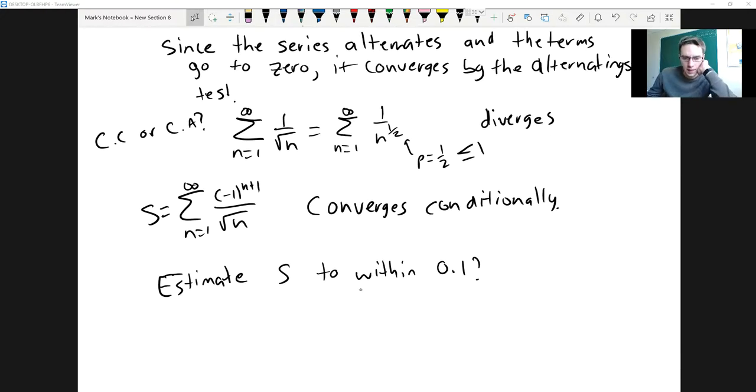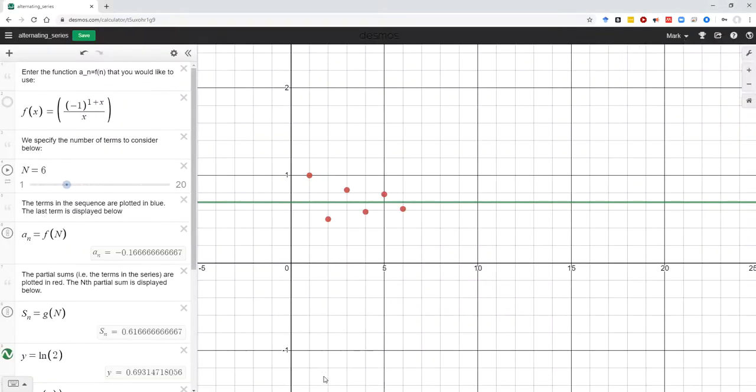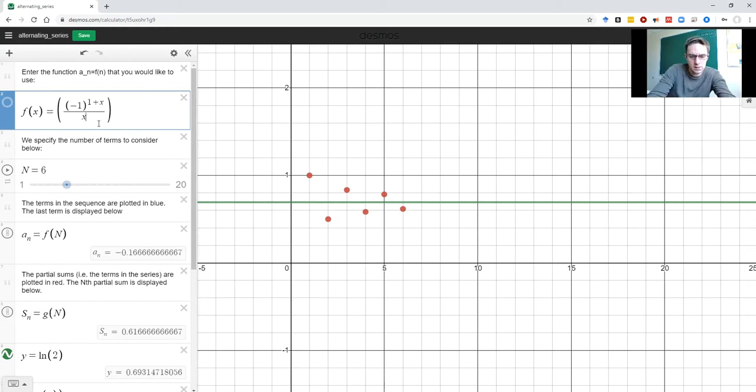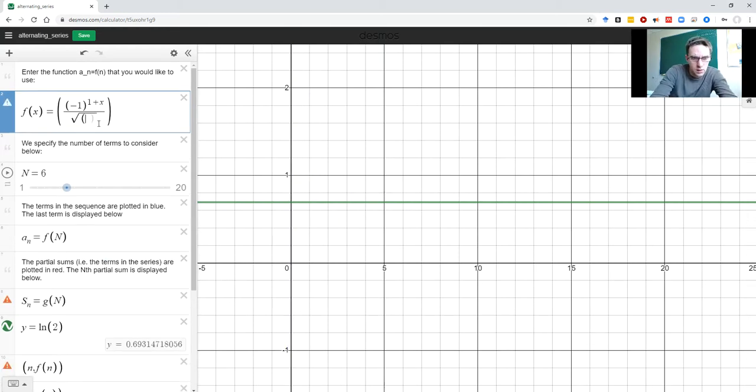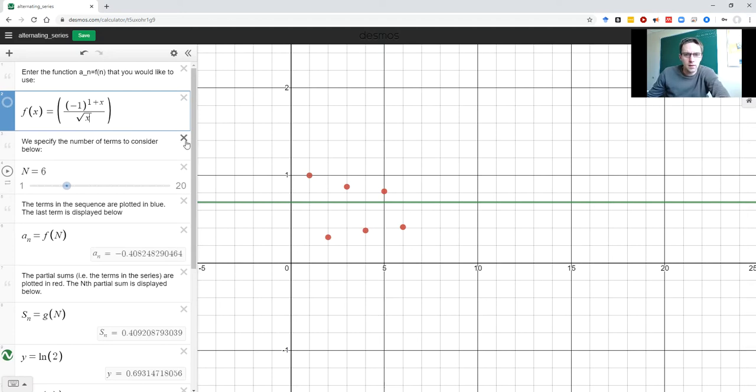Okay, and again, I will go back to Desmos to help with that. All right, so our series is 1 over the square root of n. And so you'll notice the first partial sum is 1. The next partial sum, it looks like, is around 0.293.